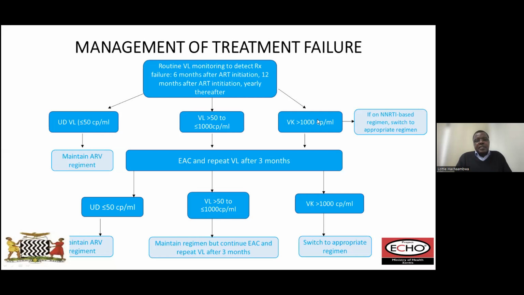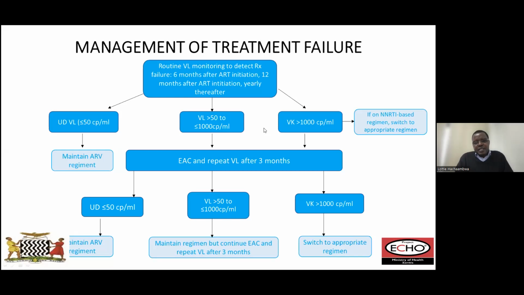The second option is if the viral load is between 50 to 1,000 copies per ml. Now, this is what the WHO says in their last year's guidelines: you do EAC and repeat viral load after 3 months. And then if it's above 1,000 copies per ml, again, you do EAC and repeat viral load after 3 months. And after repeating the viral load, if it's undetectable, you maintain the regimen. If it's still in the range of 50 to 1,000 copies, maintain the regimen, but continue EAC and repeat viral load after 3 months.